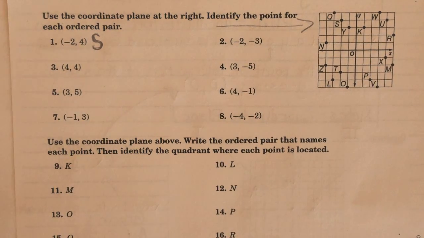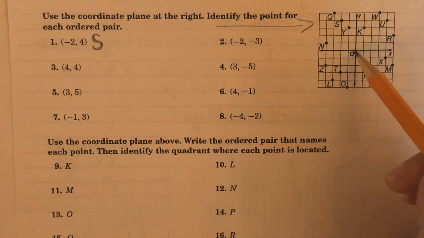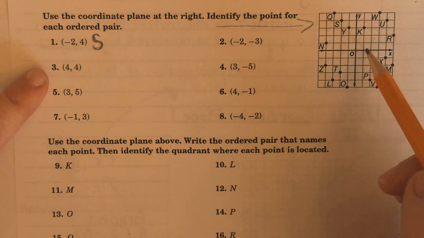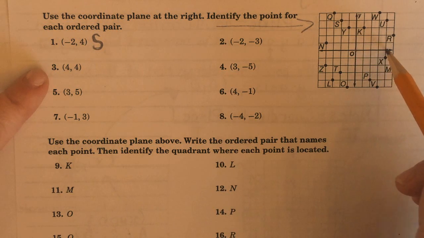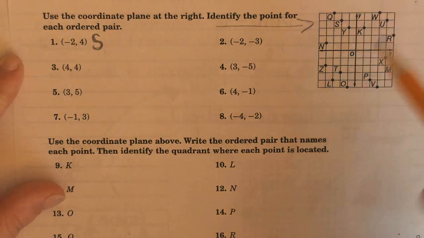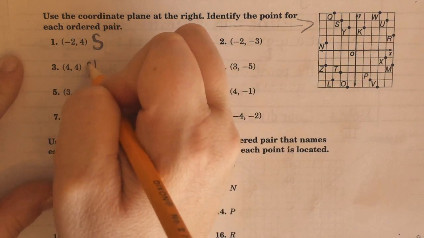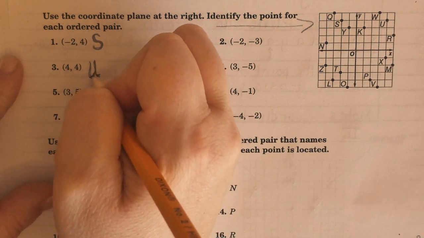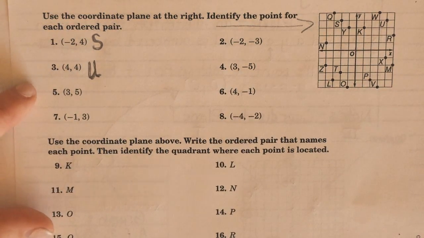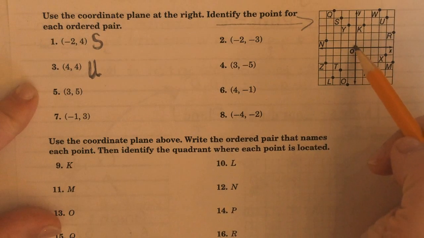Number 3. Help me out with number 3. Adrian? Where am I going to crawl? Where am I going to walk? On number 3. We got 4, 4. Forward 4. And then? Up. 1, 2, 3, 4. And we ended up at? U. Wow, my handwriting could use some help today. U.